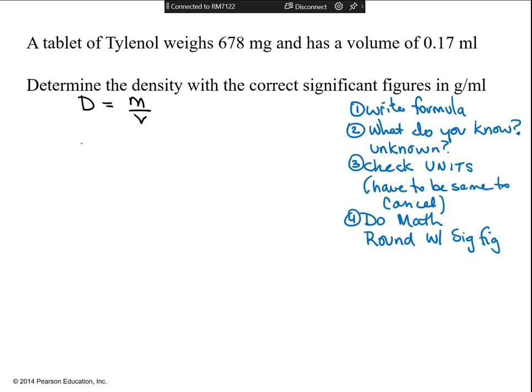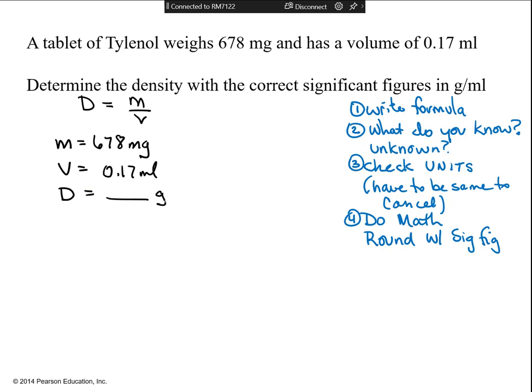So what do I know? When you read through, Tylenol weighs 678 milligrams. What's that? That's mass, right? So I know M. M is 678 milligrams, and it has a volume of 0.17 mils. What's that unit represent? That is volume. So volume is 0.17 mils. And what do I want to find? D. Okay, now it says I want correct significant figures in grams per mil.